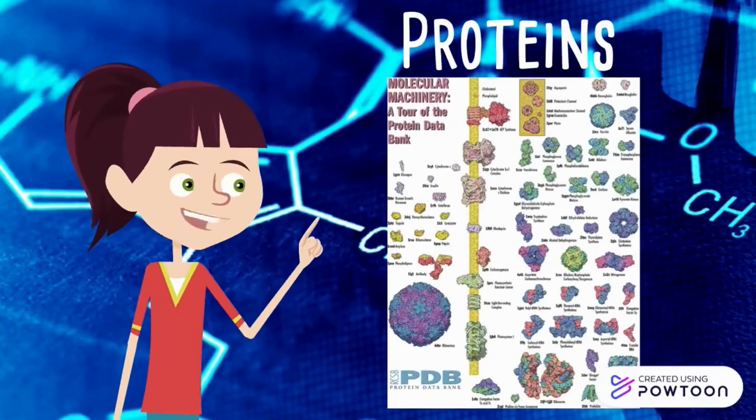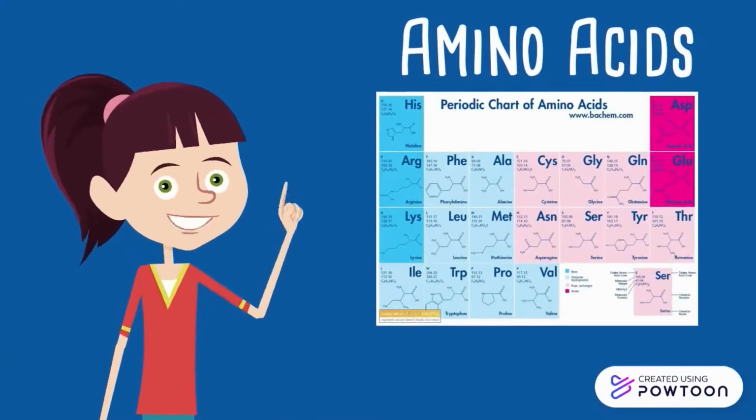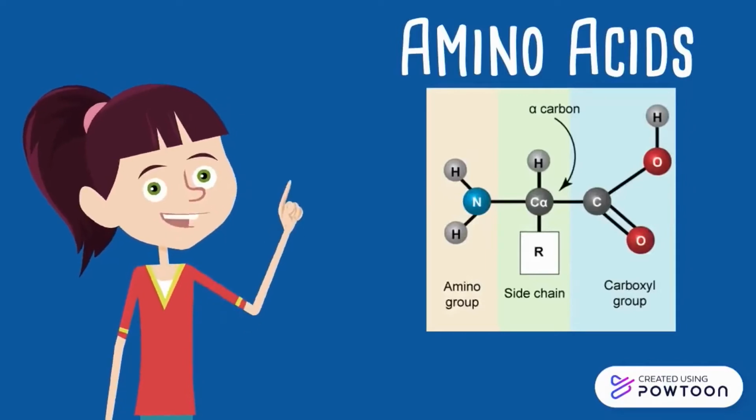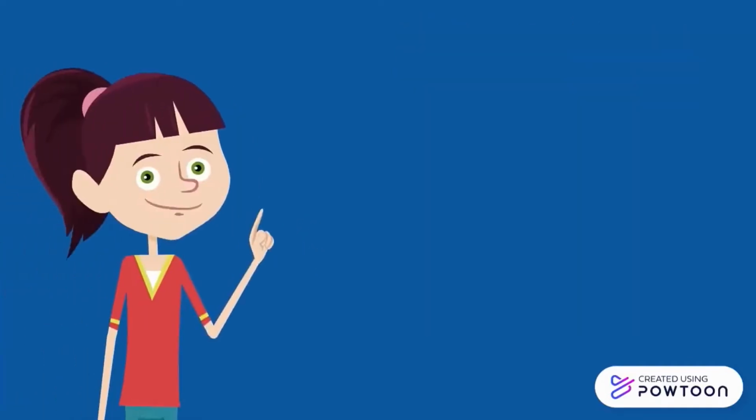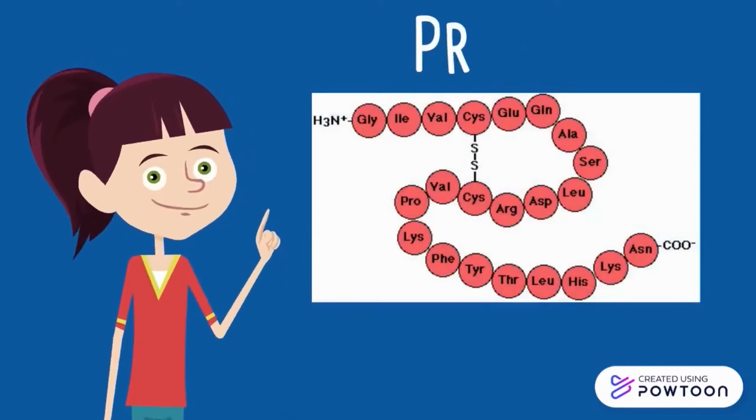With a basic understanding of lipids, we can now go into proteins, which represent an extremely diverse type of macromolecule. Amino acids are monomers of proteins. They contain a central carbon atom that is bonded to a hydrogen atom, an amino group, a carboxyl group, and an R group, which is also called the side chain. A peptide bond is what attaches amino acids together to form a protein.